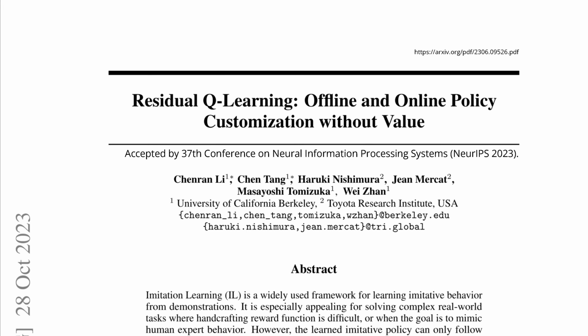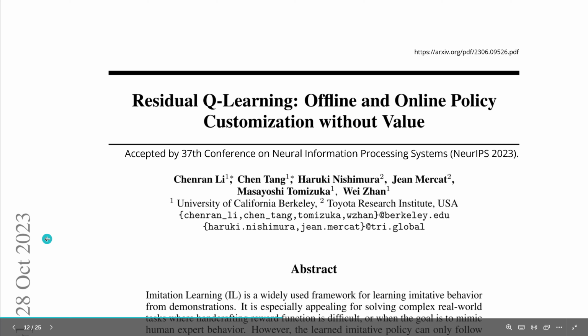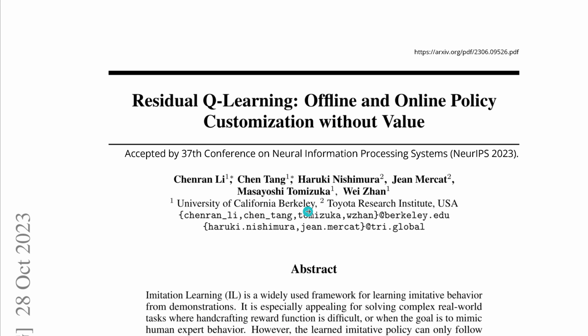Beautiful. Now, you have seen here the Neural Information Processing Systems 2023, a beautiful paper. It has now a reprint and update here, end of October 2023, from the University of Berkeley and Toyota Research Institute. And now we're talking brand new here: residual Q-learning, online, offline policy customizations. Let's have a look at this now to take a step further.